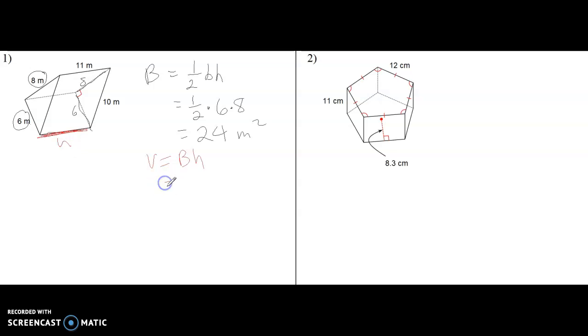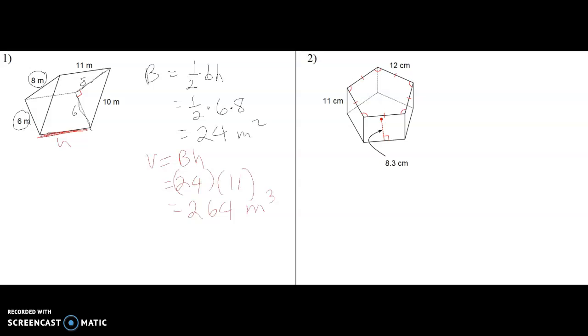So I'm going to use my volume calculation. I'm going to say, well, that's 24 times 11, because that's the height there. Now 24 times 11 is 264. Our units will be cubic meters. Okay? So that's very important that we make that distinction on height of a prism versus height of the base.